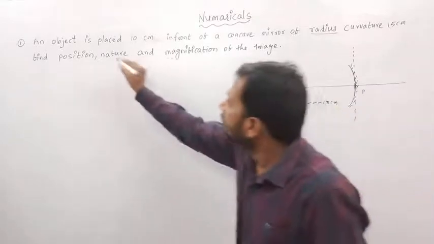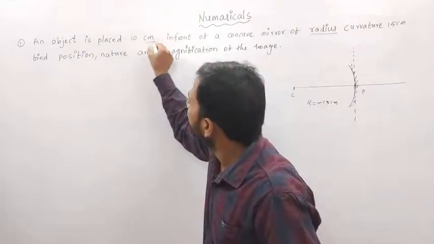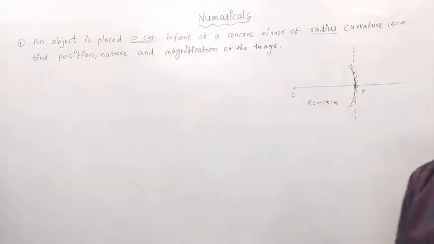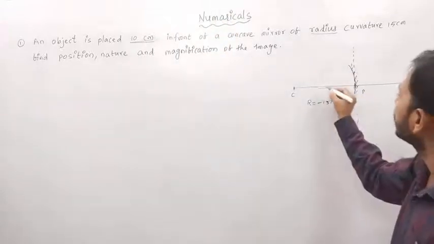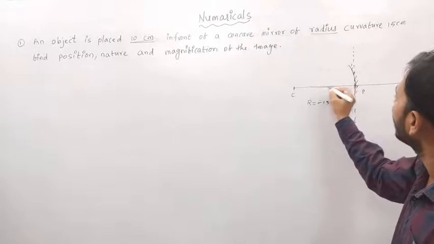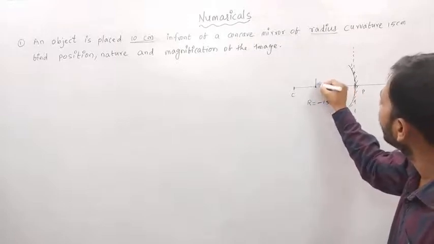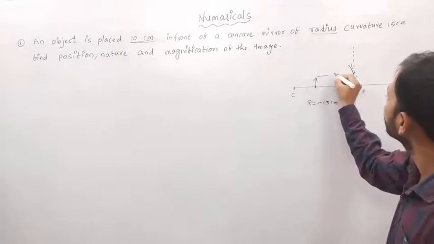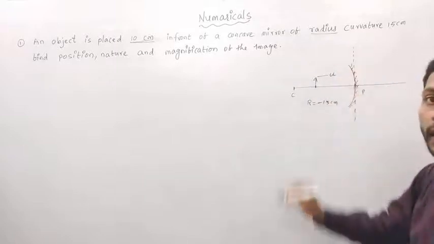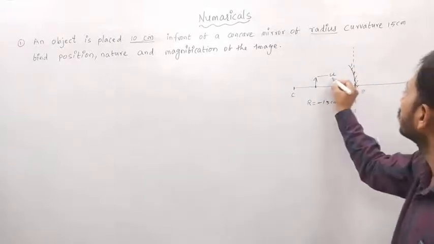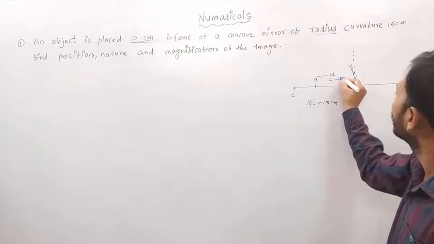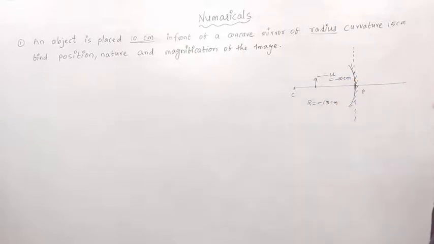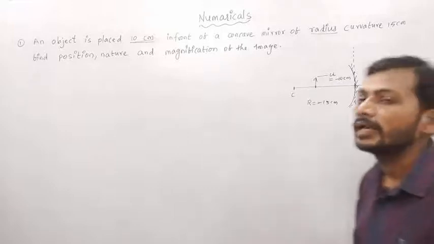Second thing is, what is the distance of the object? It is 10 centimeter. Somewhere the object is there, I am going to keep the object here. The distance of the object is represented by the letter u. Then I say u equals minus 10 centimeter. Then what do we have to find? Find the position, nature and magnification of the image.